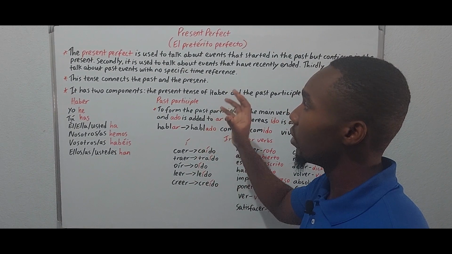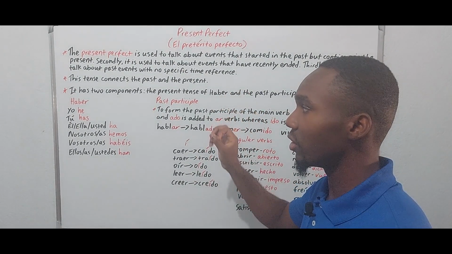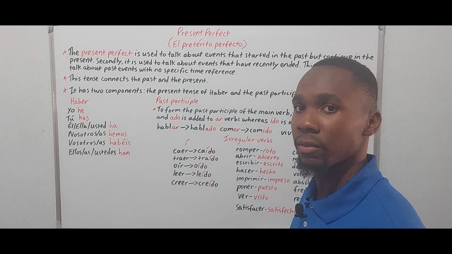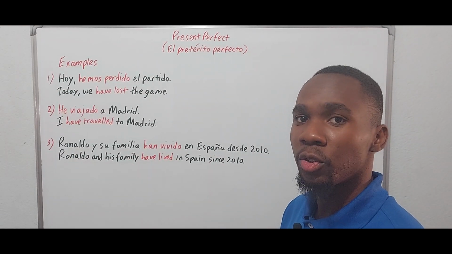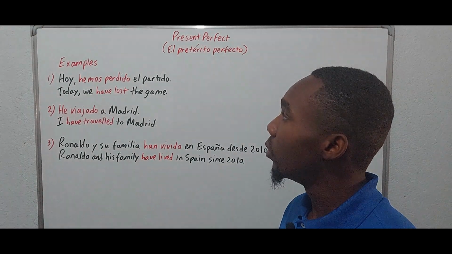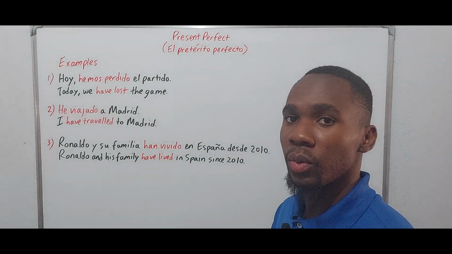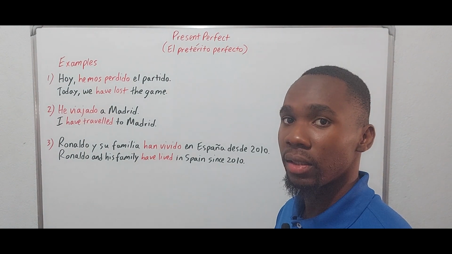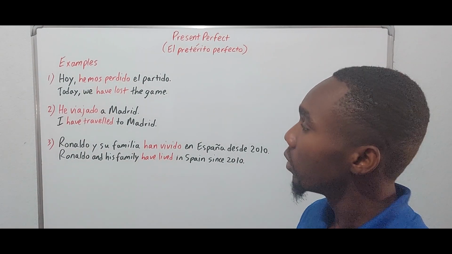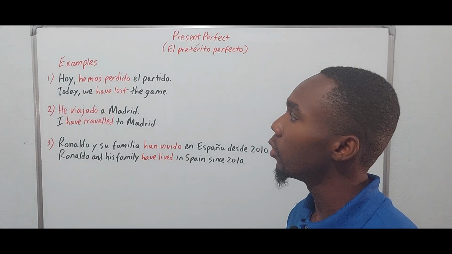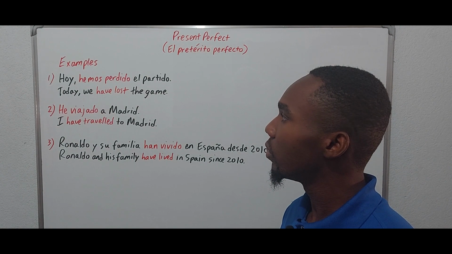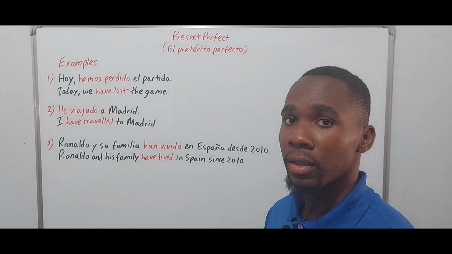So we've covered the uses and the formation. Okay? Now we're going to look at sample sentences. Each sentence will illustrate a use of the present perfect, of course. So 1. Hoy hemos perdido el partido. Today we have lost the game.